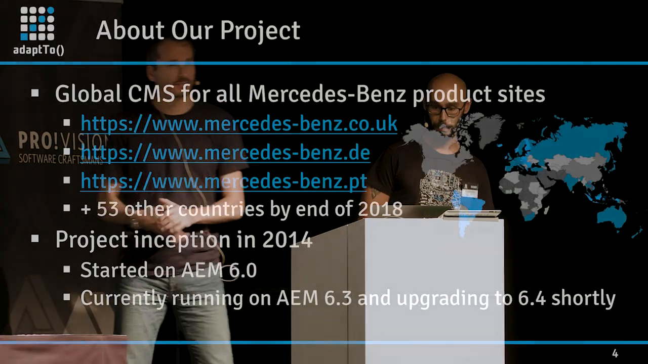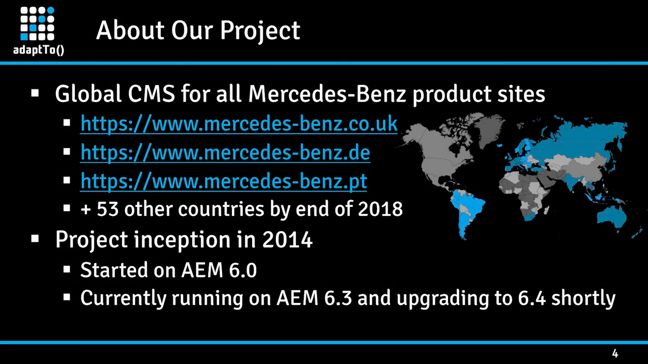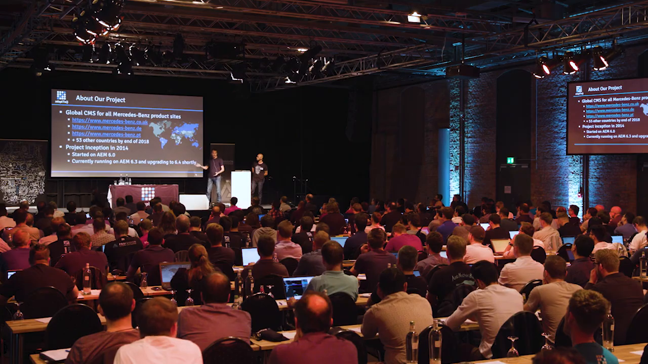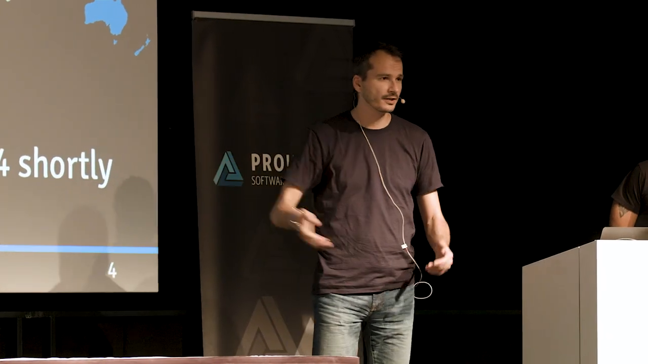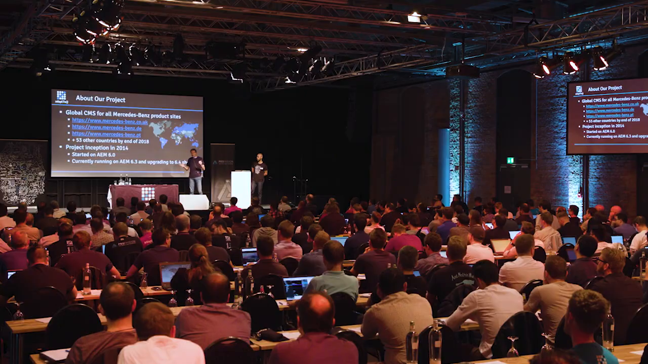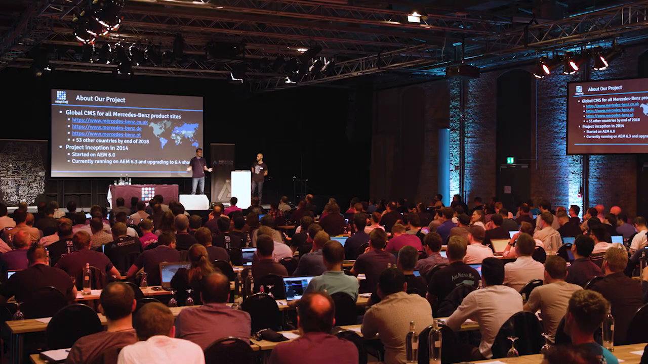All right, so before we start, a quick introduction about our project. What do we actually do? We developed the global CMS system for Mercedes-Benz for their product pages. What does it mean? All the links that are here are actually our system. Once you go to www.mercedes-benz.co.uk, for example, you get to the page where you can get information about the cars that Mercedes-Benz builds. You can search for dealerships using the dealer locator, schedule a test drive, etc.